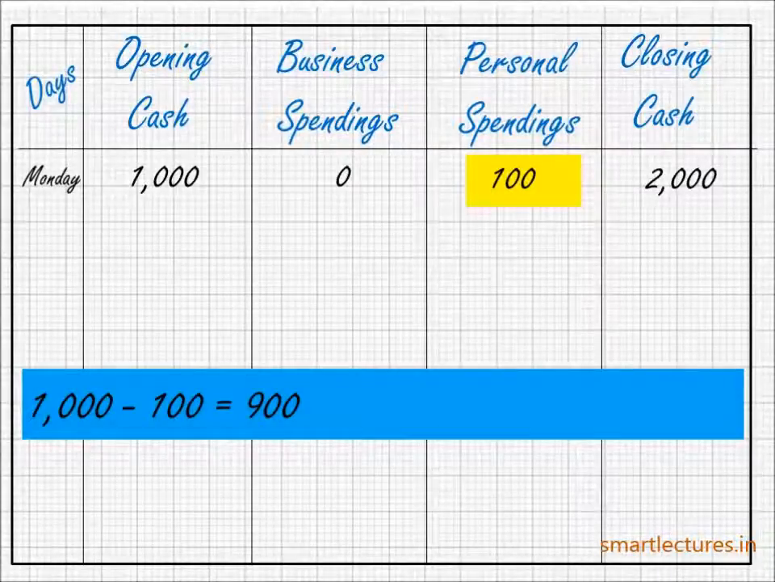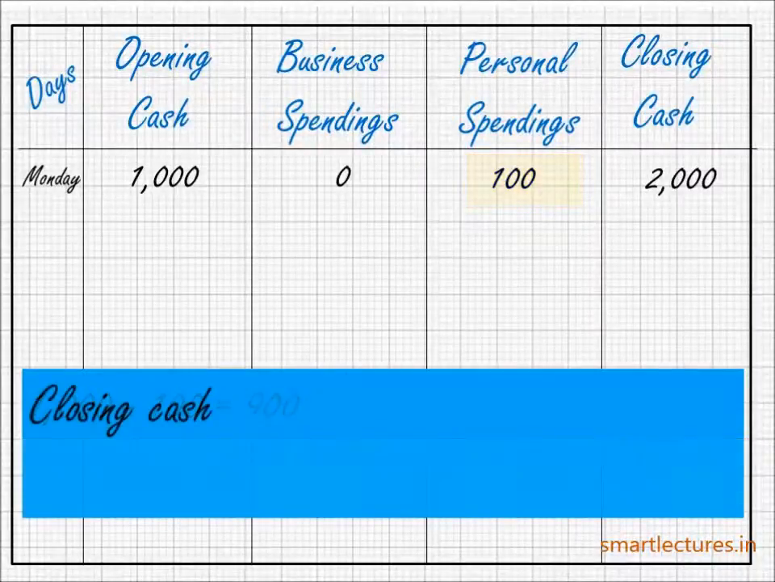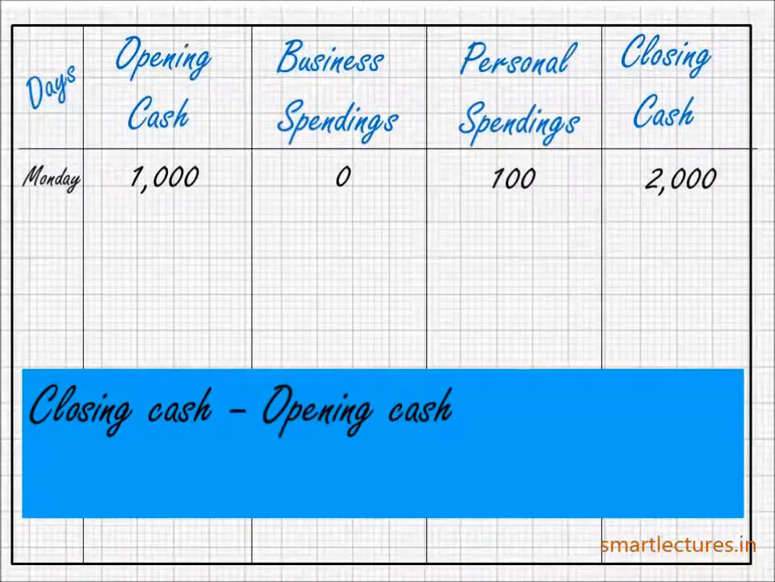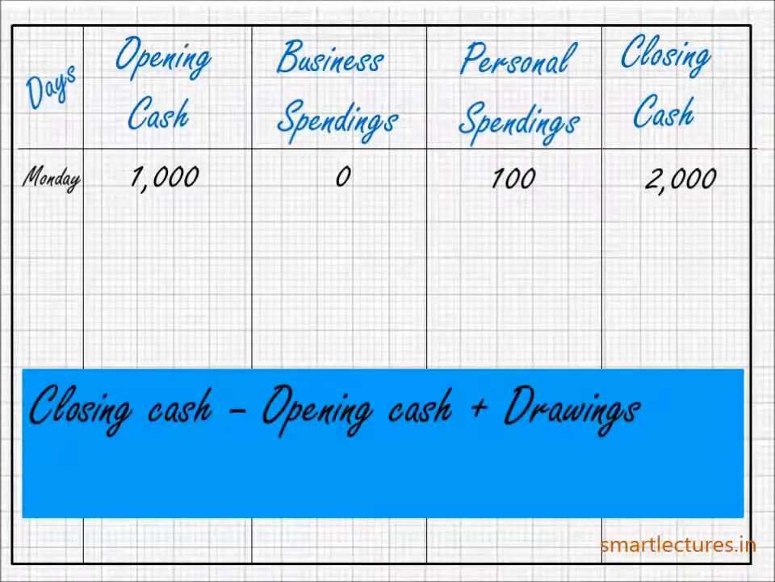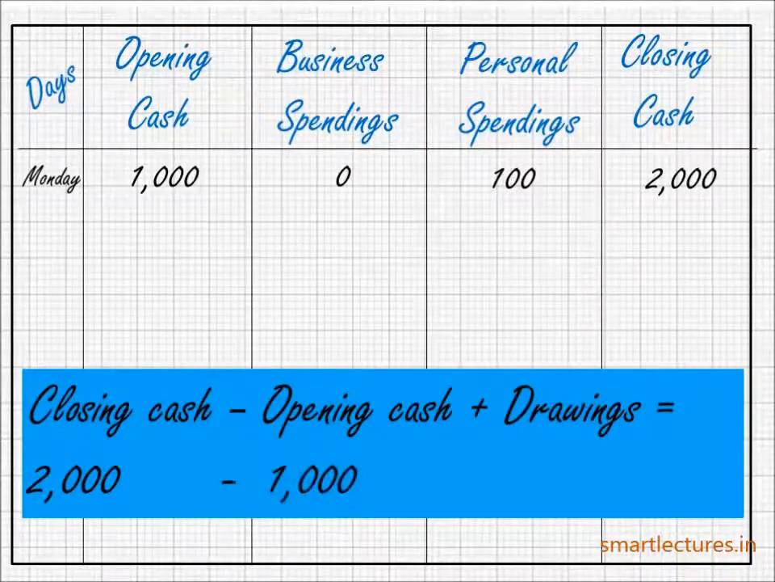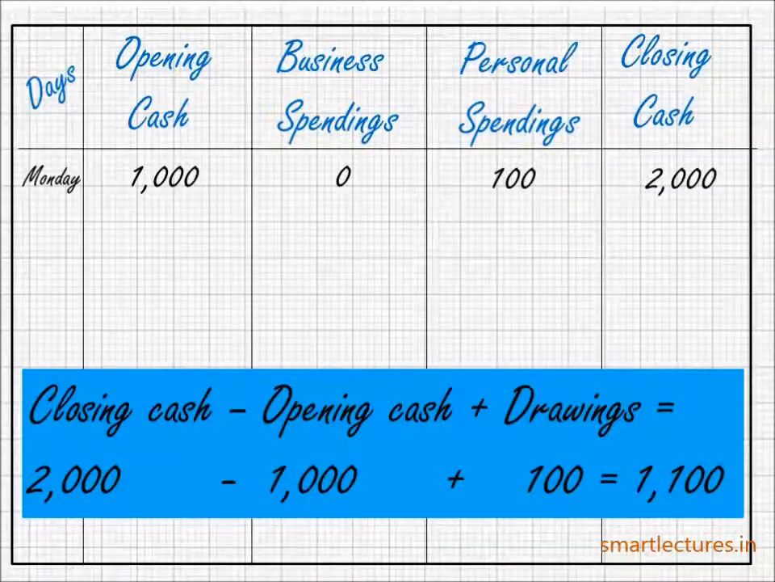So in this way I can say the earning of the day is equal to closing cash minus opening cash plus drawings. That is equal to the earning of the day. So closing cash was 2000 minus opening cash, that is 1000, plus drawings 100, that is equal to 1100. So I can say that during Monday he made 1100.